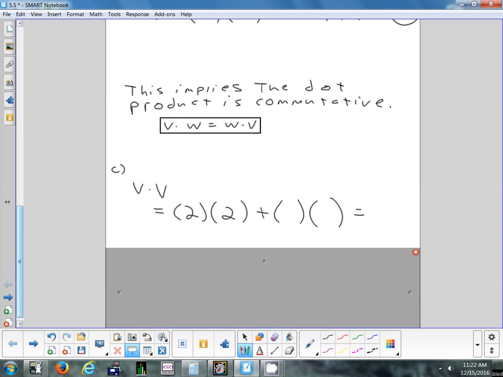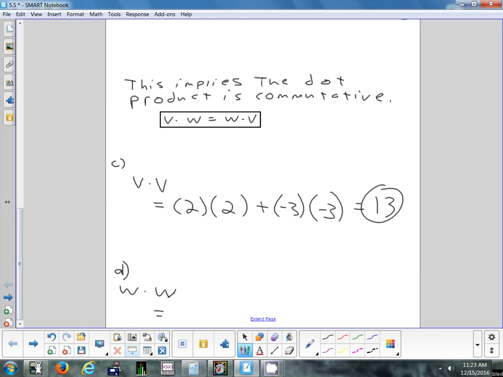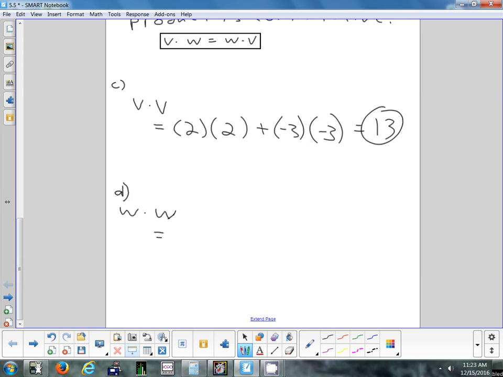2 times 2 plus negative 3 times negative 3. Okay, what do I get if I do that? 13. Yeah, we get 4 plus 9, which is 13. And now let's do W dot W. And then I want to see if you notice something with V dot V and W dot W.